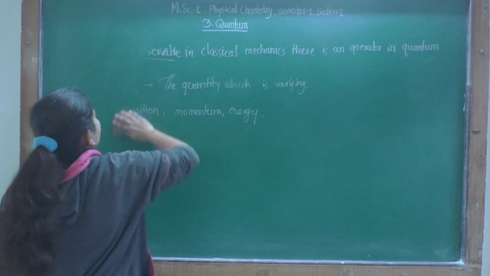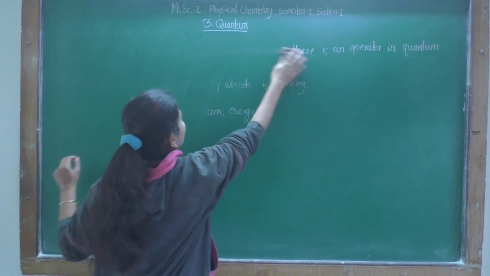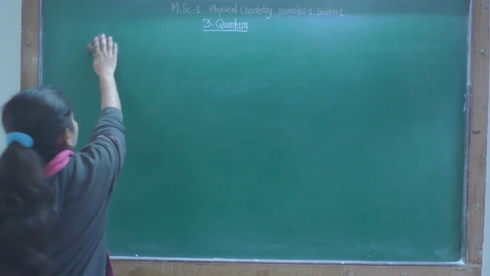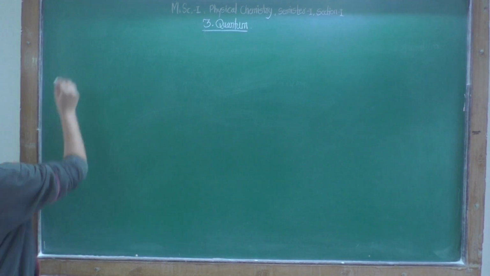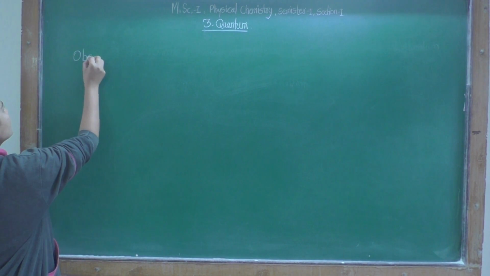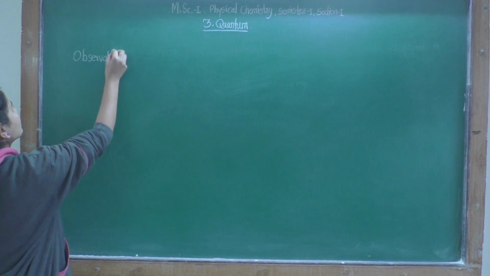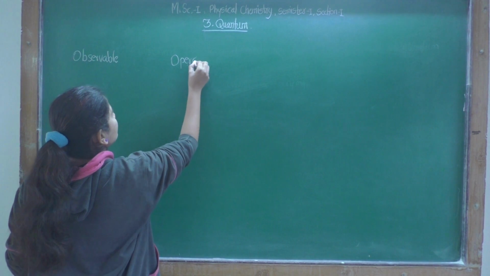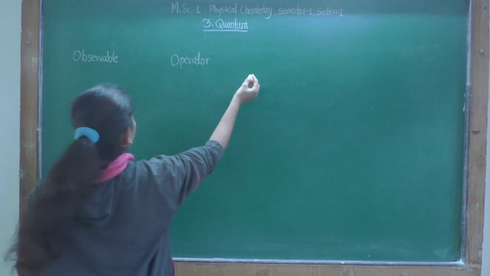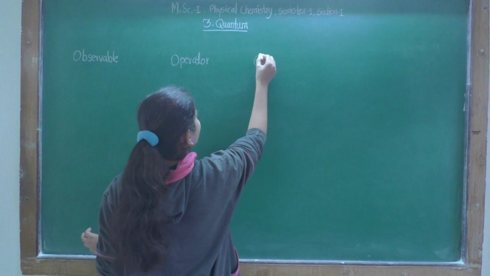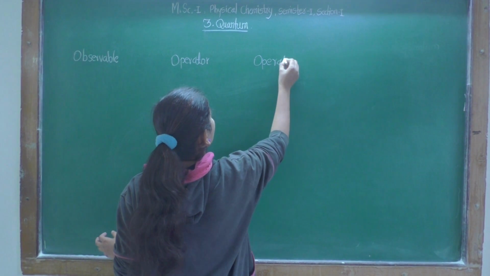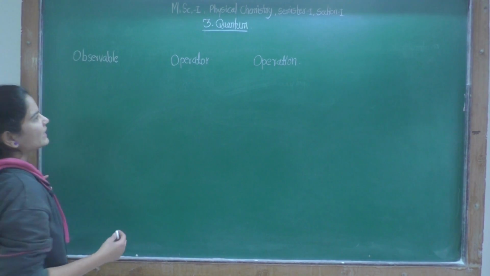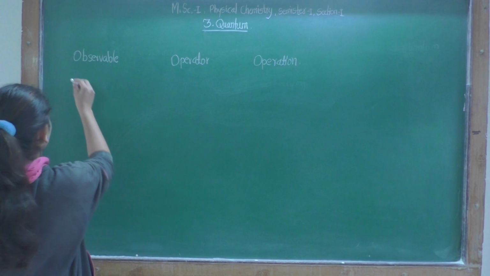Let's tabulate them. Here is the observable, here is the operator, and here is the operation, that is, what happens when the operator is operated on the function, and what kind of operation it will show.